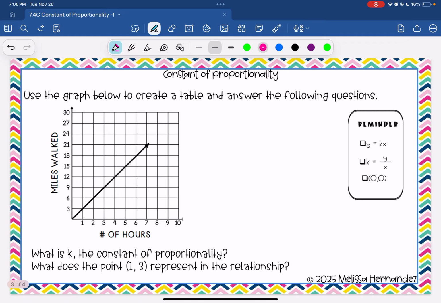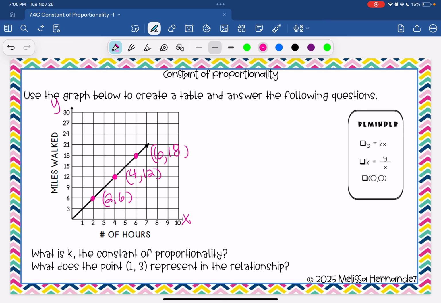All right, so here's the next one. It says, use the graph to create a table and answer the following question. What is k, the constant of proportionality? You can grab any ordered pairs, so I'm just going to pick 3. Hopefully you can see them. The first ordered pair is 2, 6, because x comes first. Y is second when you're dealing with ordered pairs. The next one's 4, 12. And then the final one that I chose, and it doesn't matter which ones you choose.